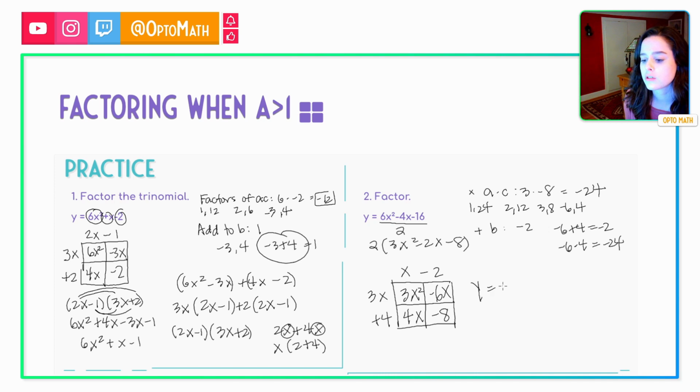So the factored form is, don't forget our 2 out front, so that came from here. We've got to keep that here. And now our inside piece has become 3x plus 4 times x minus 2. And you, again, can check that by distributing.